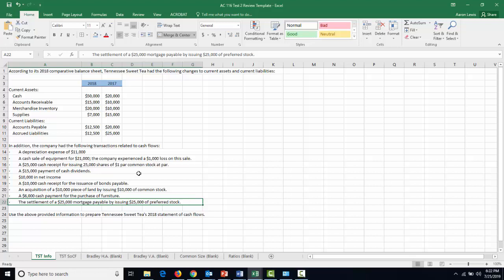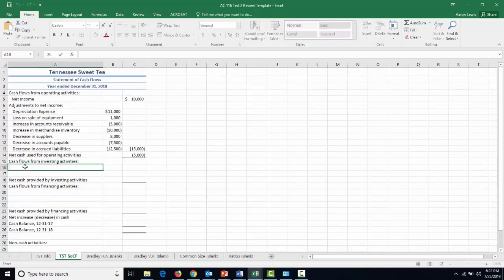So the only two things that we have that are going to go into the investing section, the only two transactions we had dealing with long-term assets where cash actually changed hands, is our sale of equipment and our purchase of the furniture. So let's go to our statement of cash flows. We're going to call this a cash receipt for sale of equipment.